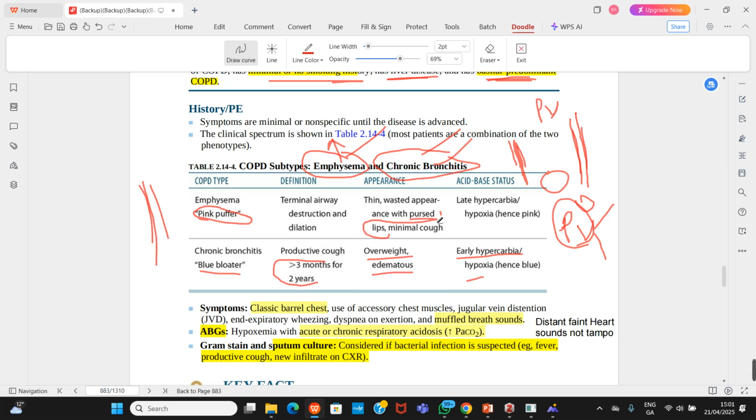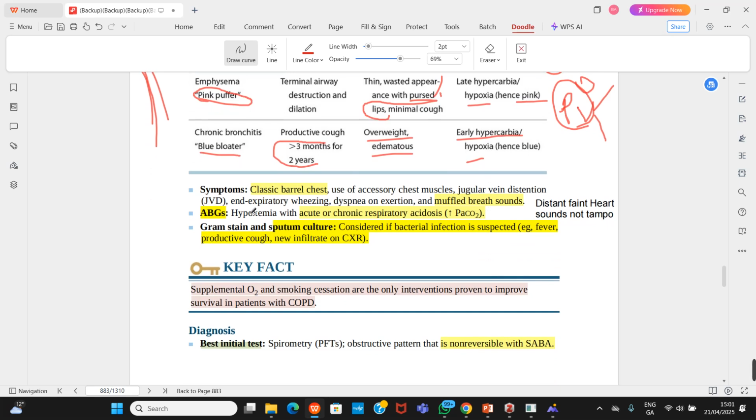They appear wasted and thin. And because of this adjustment, they will not have early hypoxia. It's going to be late. So that's why they appear pink initially. But they are dying, yet they appear pink. But the chronic bronchitis ones will appear very blue early, and they start retaining fluid because of pulmonary vasoconstriction.